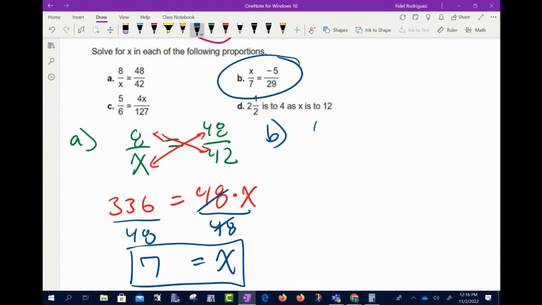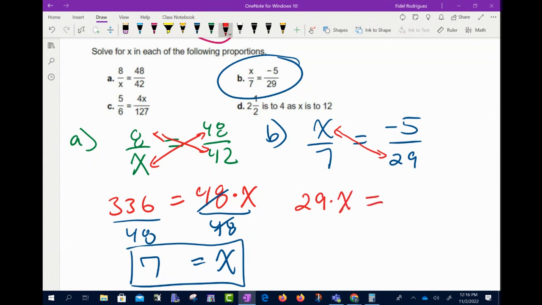So look, I'm going to do part B. I'm going to write X over 7 is equal to a negative 5 over 29. And I'd say, look, we're going to do the same thing we did before. We're going to cross multiply, okay? So X times 29 is going to give me a 29 times X, okay? And we're going to multiply here. And I would tell my students, look, y'all, a positive times a negative is a negative number, and 7 times 5 is 35, okay? And then we would say, okay, look, y'all, what's the next step?